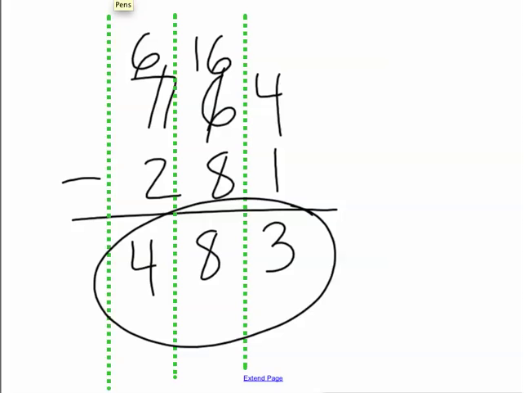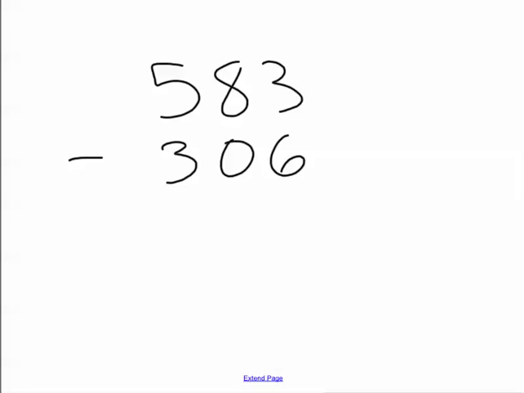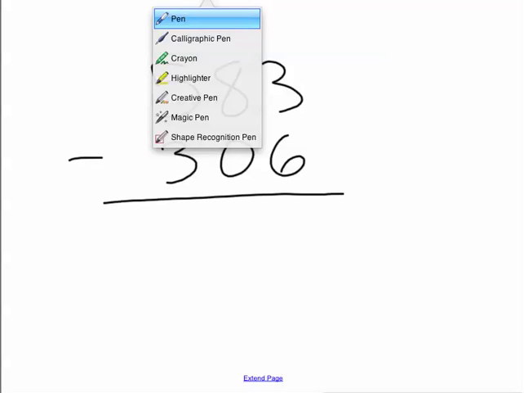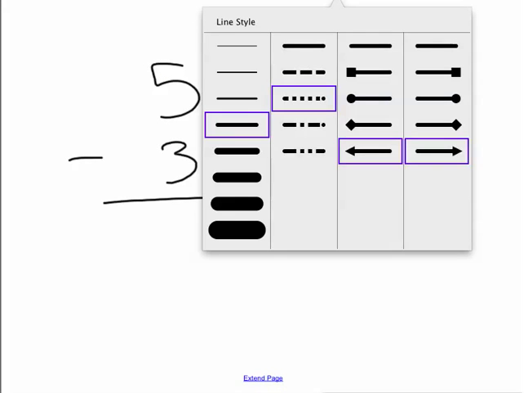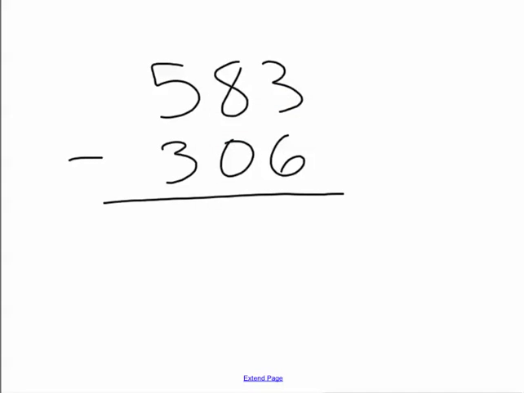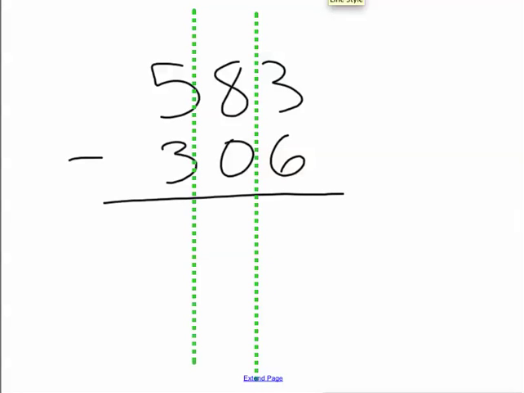Lastly, a final example. We can subtract 583 minus 306. And again, our first step is to create columns to separate our ones column, our tens column, and our hundreds column.